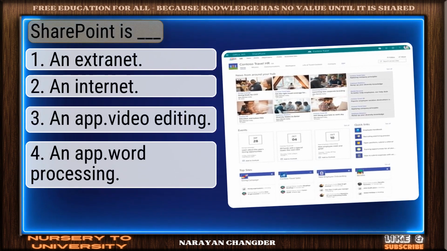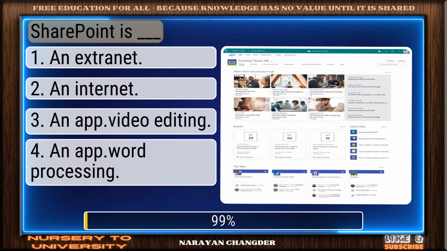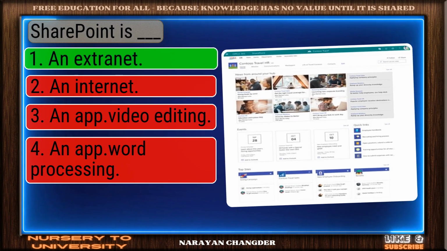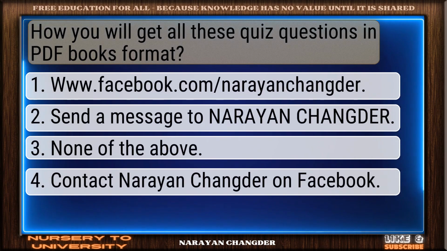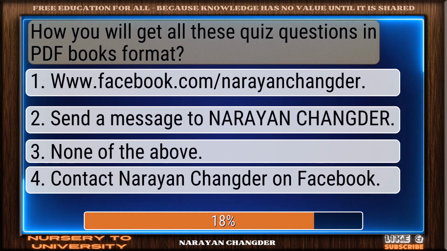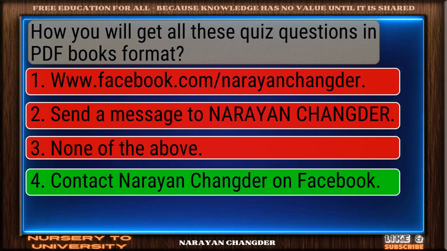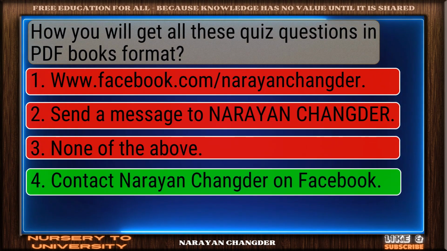Question number 80. SharePoint is dash. Perfect. An extranet is the correct choice. Question number 81. How will you get all these quiz questions in PDF book format? Clear logic. Your choice, contact Narayan Changda, is sound and 100% true.